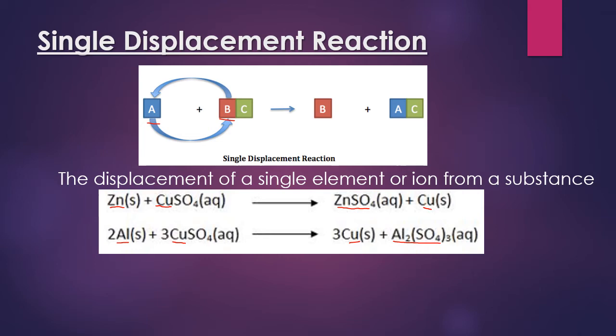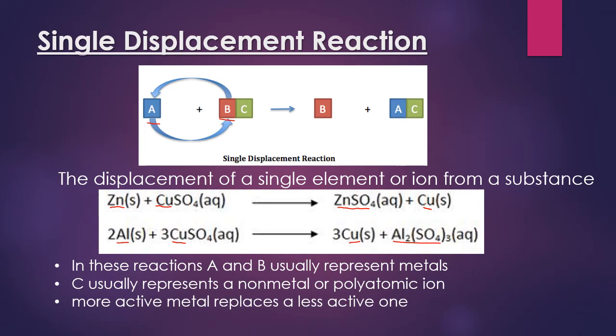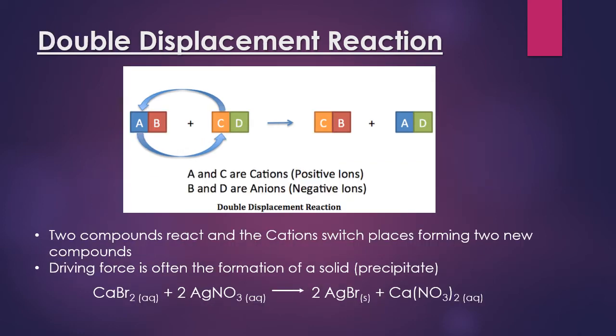Okay. Now, what is the driving force of these reactions? Well, we said a metal always replaces another metal. So these A and B that we have up here, okay, these are usually metals. Not always, but usually. C generally represents the nonmetal or the polyatomic. What drives these reactions is the more active metal replaces the less active one. And we're not going to get too much into reactivities of metals, but I do want you to be able to know the reason behind it. Okay, you don't have to memorize the table of the reactivities.